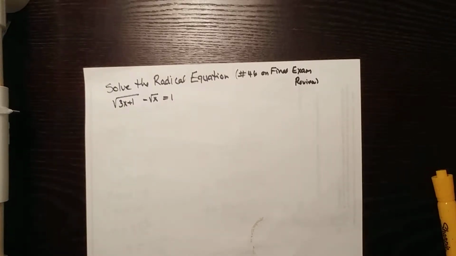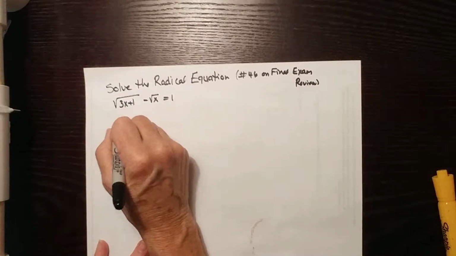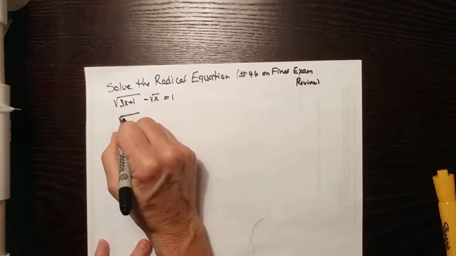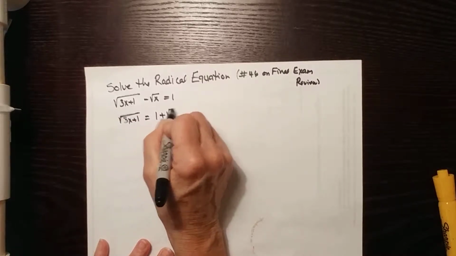And so if there's one that looks a little more complicated in any way, you would isolate that one. So when I look at this, the square root of 3x plus 1 looks a little more complicated than the square root of x, so I'm going to get it by itself. So I do that by adding square root of x to both sides. So the square root of 3x plus 1 is equal to 1 plus the square root of x.